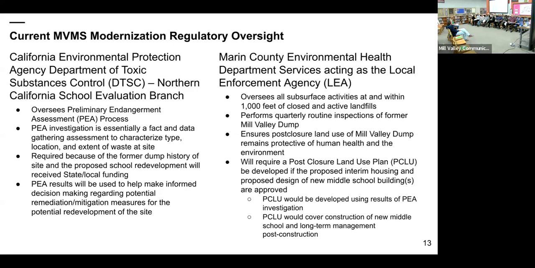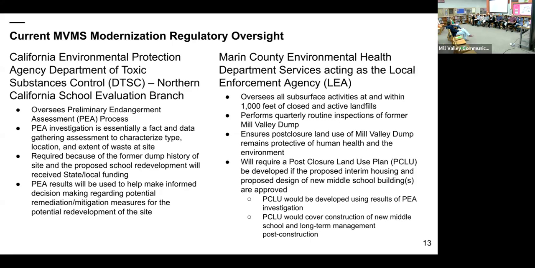The other regulatory agency that has jurisdiction over the site is a local agency, the Marin County Environmental Health Services, acting as the local enforcement agency, LEA for short. Their responsibility is to oversee any work that is done on a landfill or within 1,000 feet of a landfill. They perform quarterly routine inspections on all the landfills, including Mill Valley.